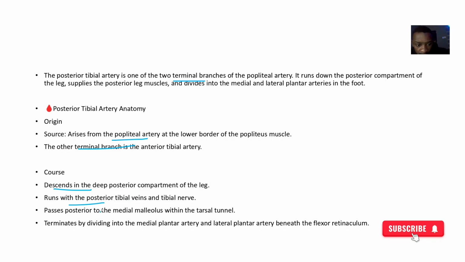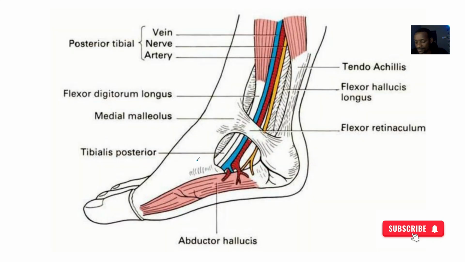It passes posterior to the medial malleolus within the tarsal tunnel and terminates by dividing into the medial plantar artery and the lateral plantar artery.